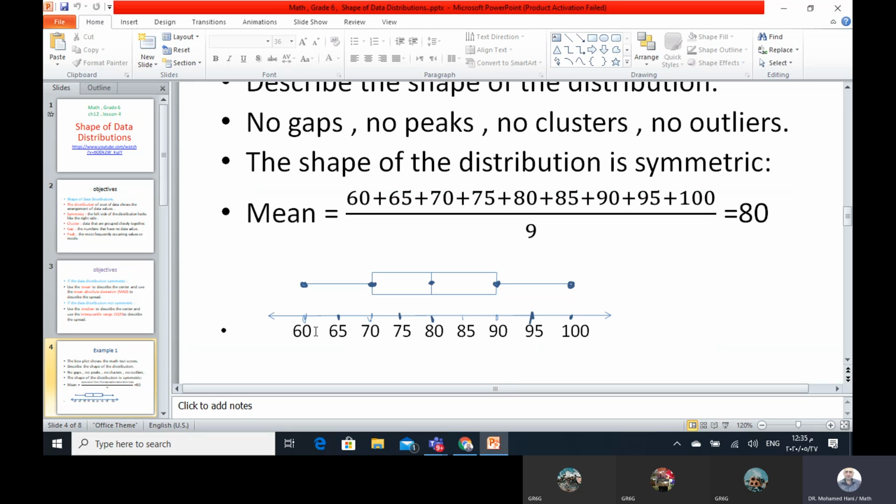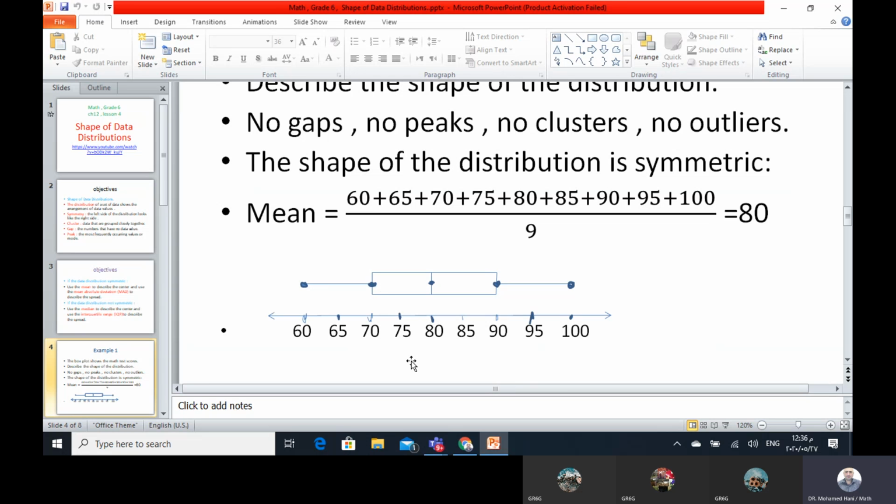Now each number is repeated just one time. Here 60 just one time, etc. So that means no peak. The meaning of the peak is the same as the mode, the most often, frequently occurring value. So each number here is just repeated one time, so no peak.